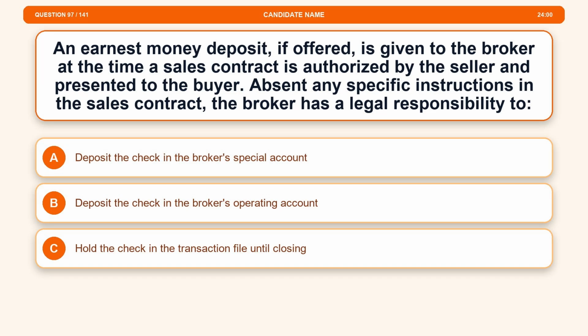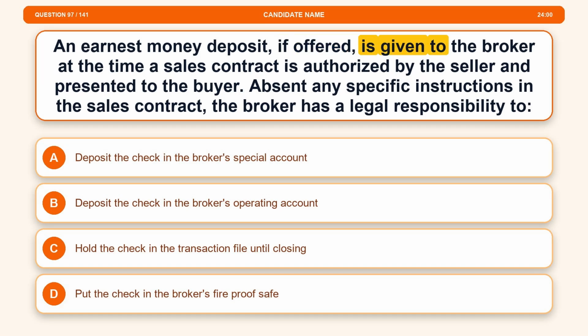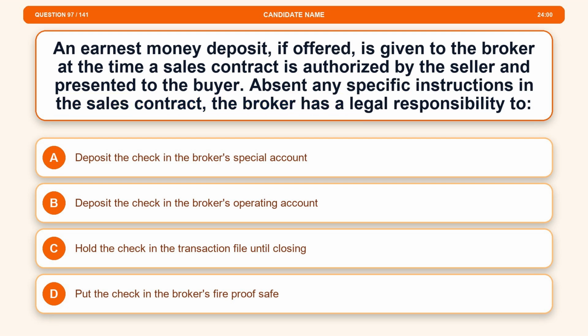Question 97. An earnest money deposit, if offered, is given to the broker at the time a sales contract is authorized by the seller and presented to the buyer. Absent any specific instructions in the sales contract, the broker has a legal responsibility to: Option A, deposit the check in the broker's special account. Option B, deposit the check in the broker's operating account. Option C, hold the check in the transaction file until closing. Option D, put the check in the broker's fireproof safe.